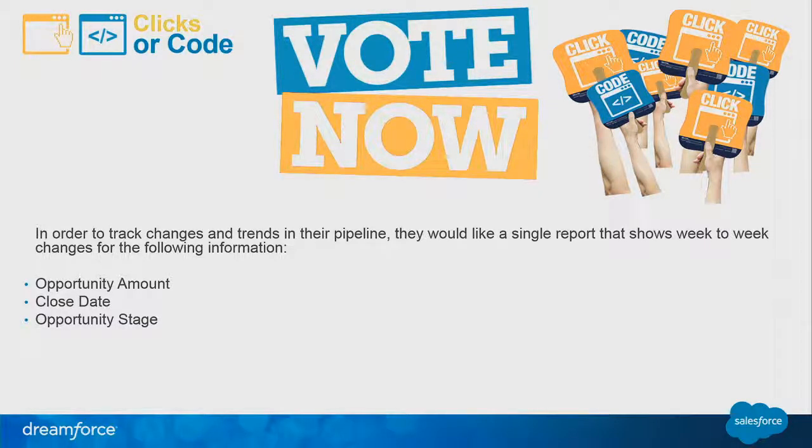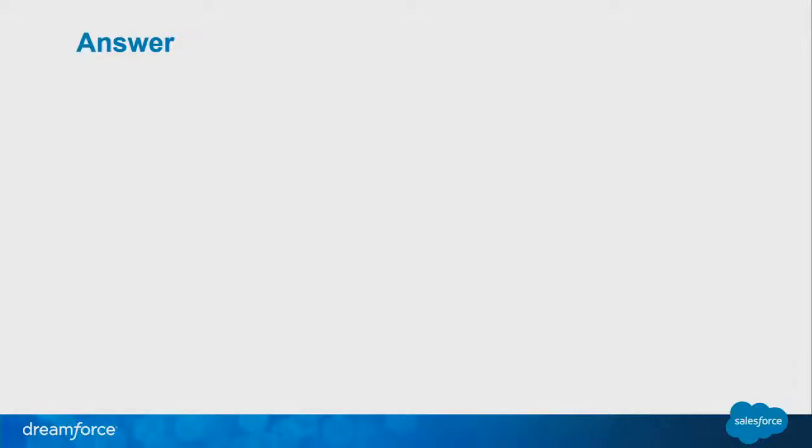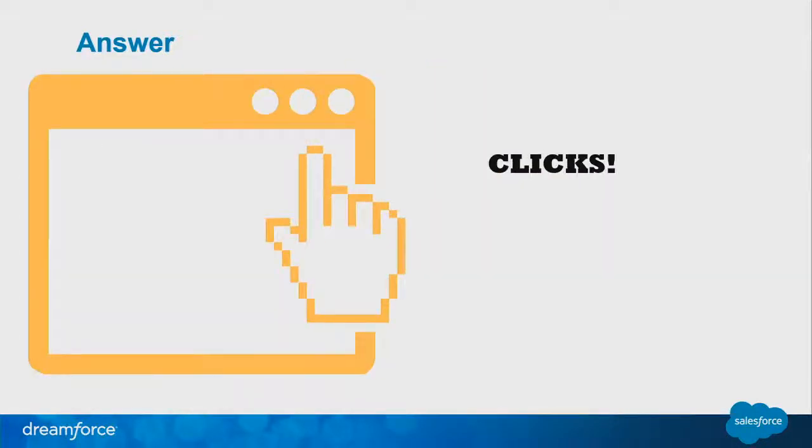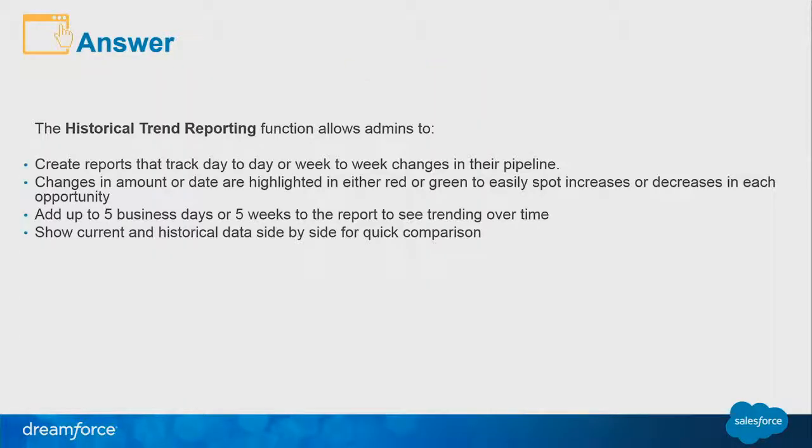Mostly clicks. I see Mike Vespa has voted for code. All right, Mike. The answer is clicks. We can use the historical trend reporting to easily create this report pretty much the same way you would create a standard report.